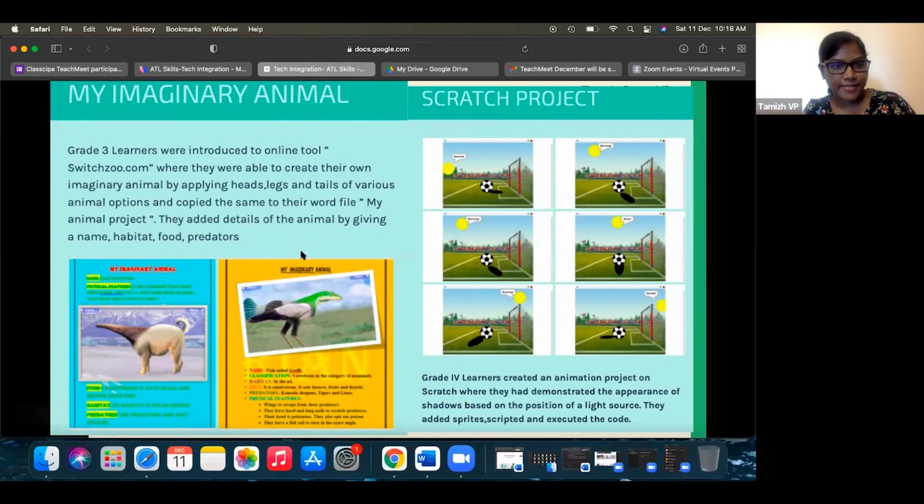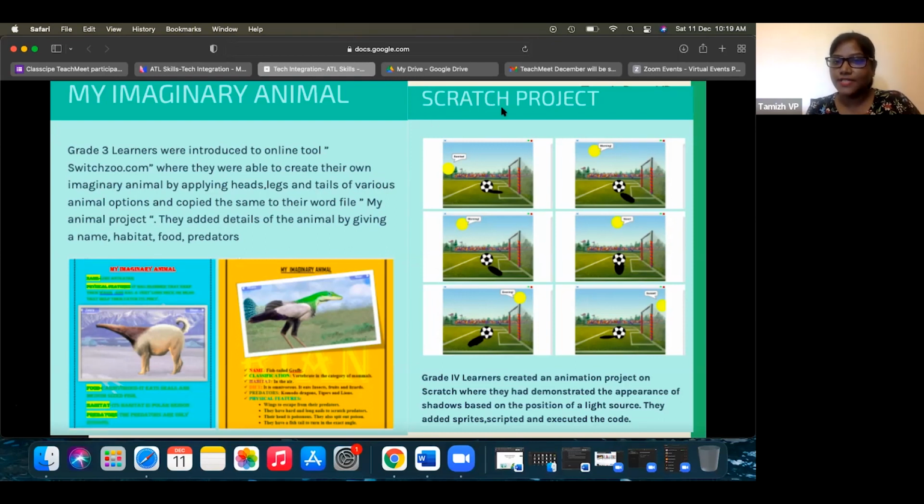So they used a tool called Switch Zoo. In case links are not available, I've also given a description here, so you can just type it out and find out. So that was helping them to analyze and create a new animal and list down their own characteristics. So these are interesting critical thinking skills, creative thinking skills, sorry.